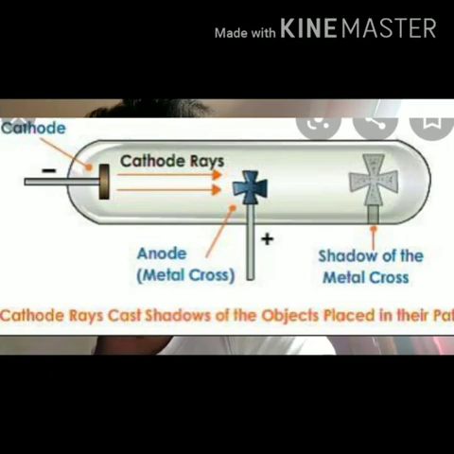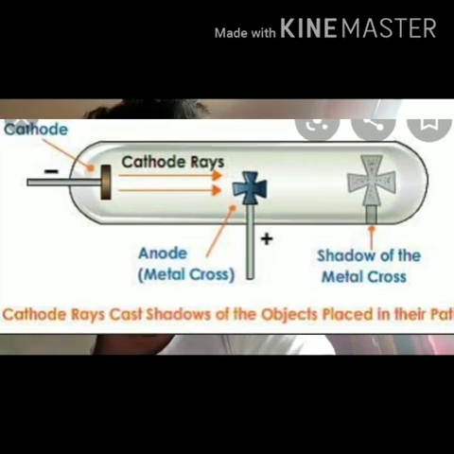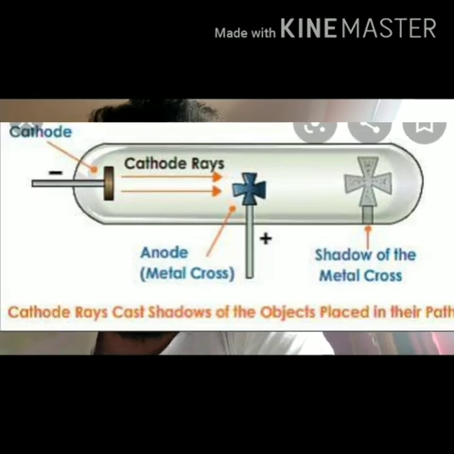What are the characteristics of cathode rays? Looking at the various experiments performed by J.J. Thomson, first, cathode rays travel in a straight line. When an object is placed in the path of cathode rays, the shadow of that object appears at the other end of the discharge tube. This shows that cathode rays travel in a straight line.